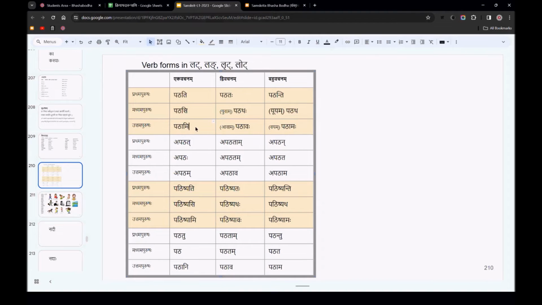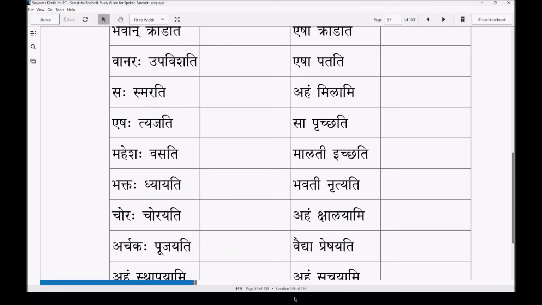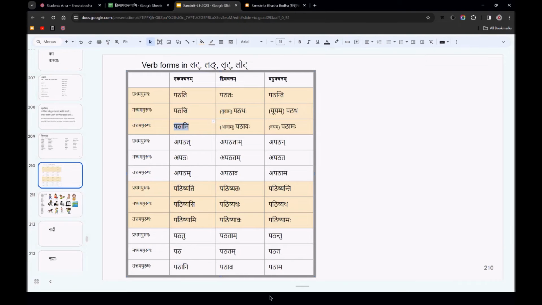Bahuvachana form of milami, like patami becomes patamaha, milami becomes, in the plural it becomes milamaha. Patami, milami, patamaha, milamaha, right? Is it clear to you?